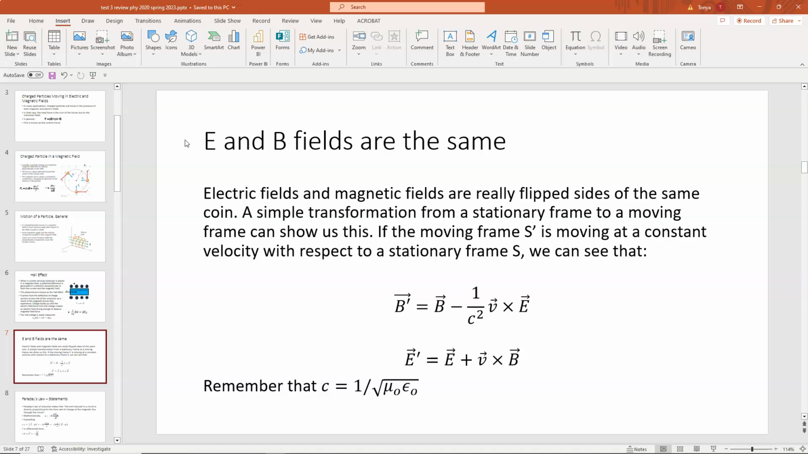Then we can see that B prime, which would be the magnetic field according to the moving frame, would be equal to B minus (1/c^2) V cross E, where B and E are the magnetic and electric fields respectively as measured by the stationary frame. V is the relative velocity of the frame, and c is, of course, the speed of light. And then we can also see that E prime is equal to E plus V cross B. And so what you can see is that these ideas of electric and magnetic fields can be interchangeable because of the motion of the frame. And remember that we proved at the end of all this that c is equal to 1 over the square root of mu naught epsilon naught.